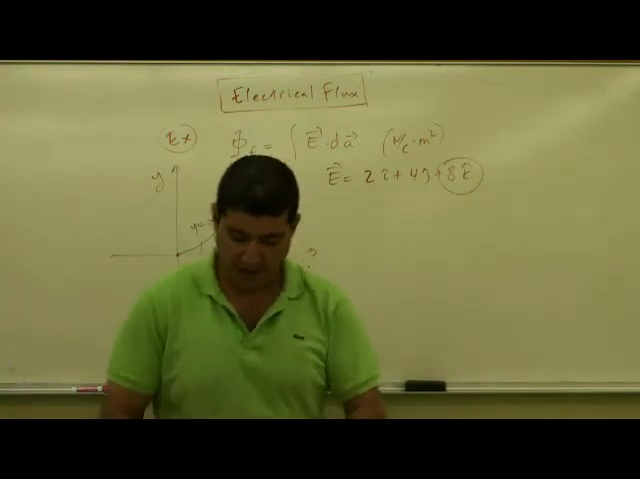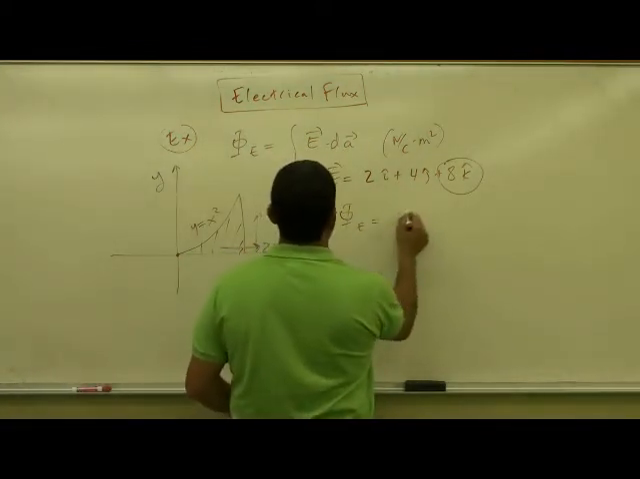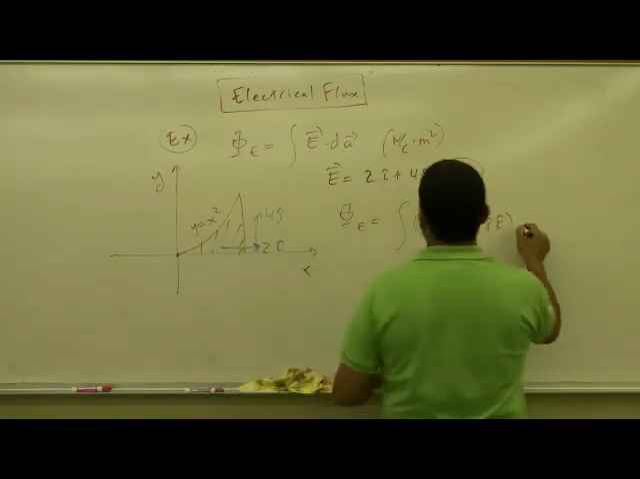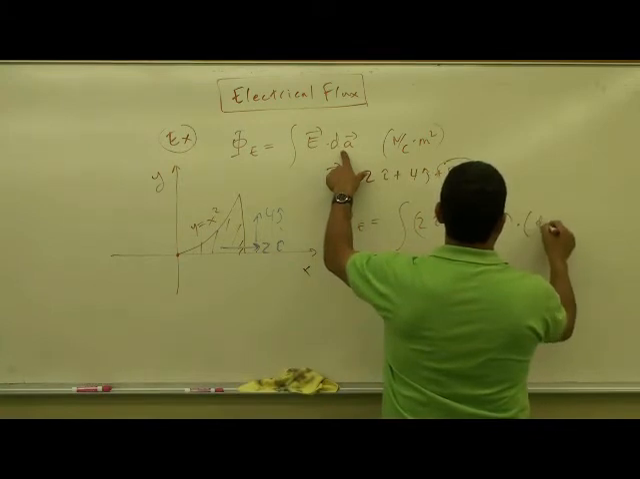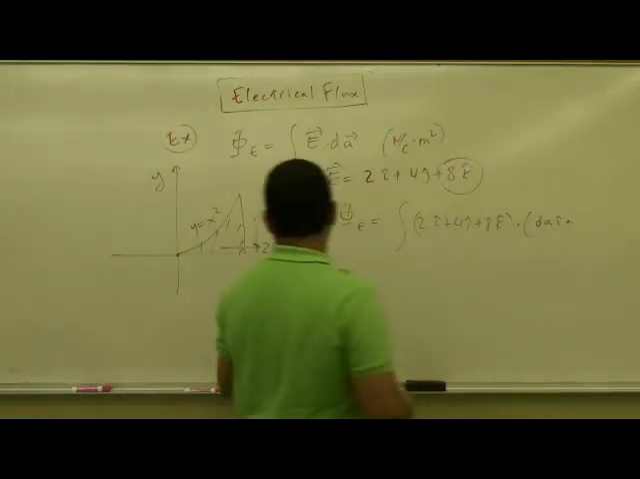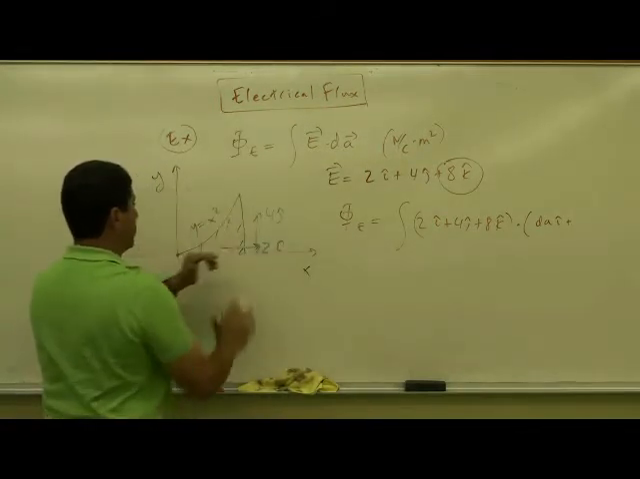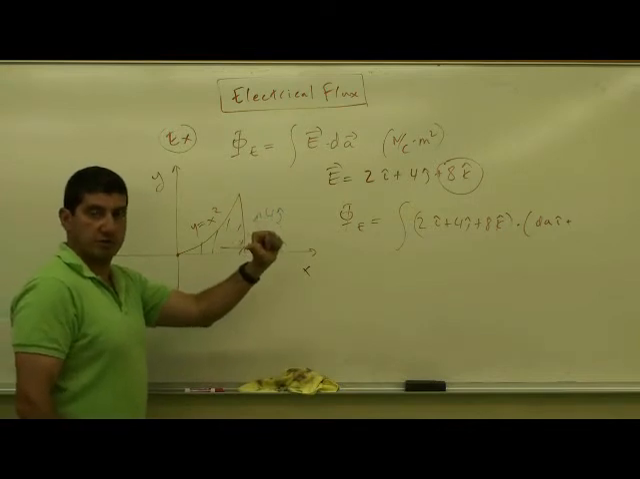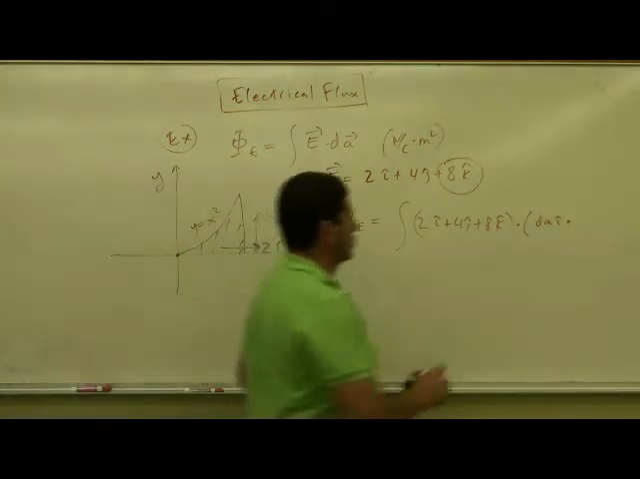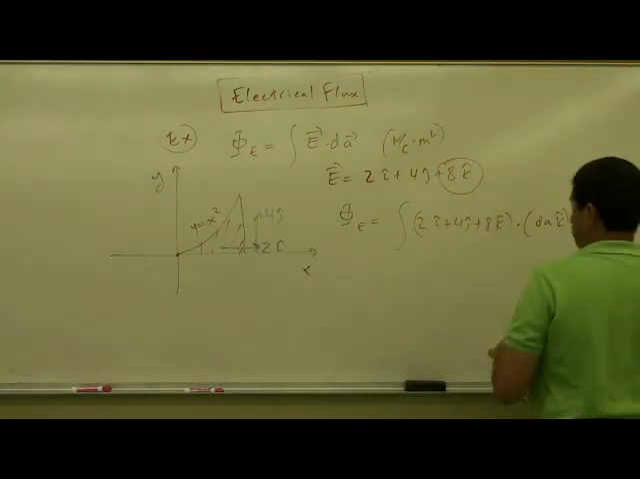The formal way to prove that is to say the flux is going to equal 2 i hat plus 4 j hat plus 8 k hat times the dA vector. In this case, since the surface is on the xy plane, the area vector is coming out of the board, so the area vector only has a z component, right? Only coming out of the board. So basically the dA vector is going to be dA k hat.